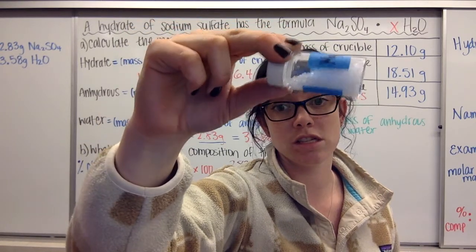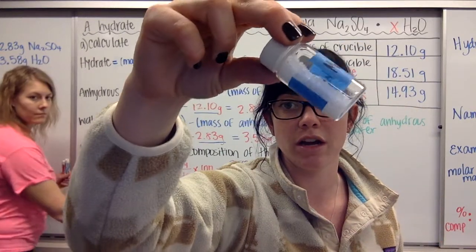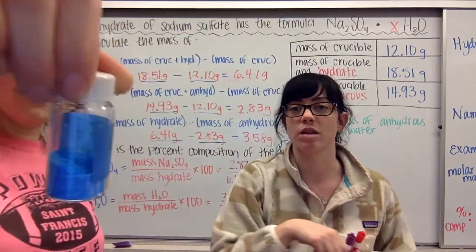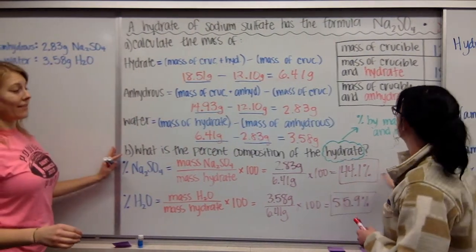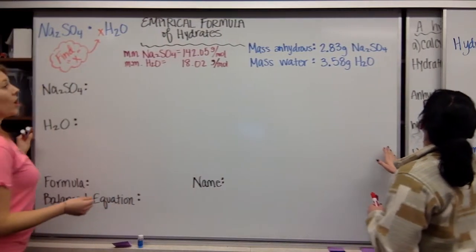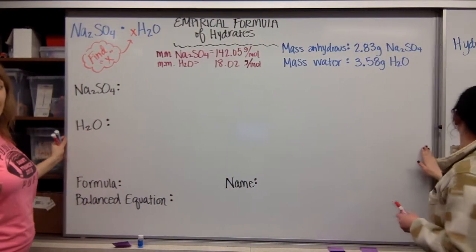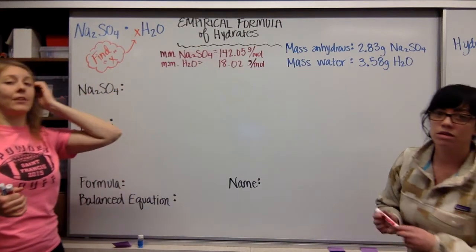And this is the one we're going to use in the lab. You can see that these crystals are a little bit bigger. So we're going to determine what the empirical formula is of this one. All right, that's for next class. Okay, so we've calculated the percent composition of our hydrate. We're now going to look at the last learning target we covered, and that's empirical formula, but specifically for hydrates.